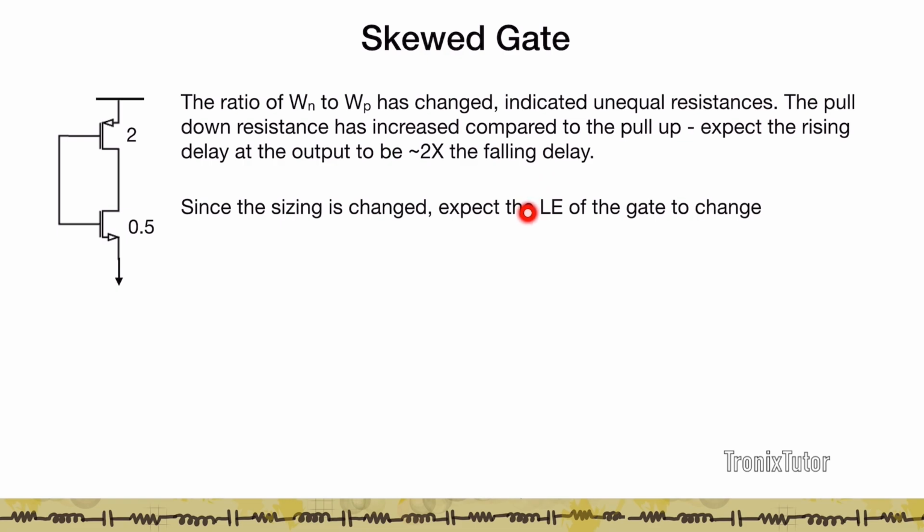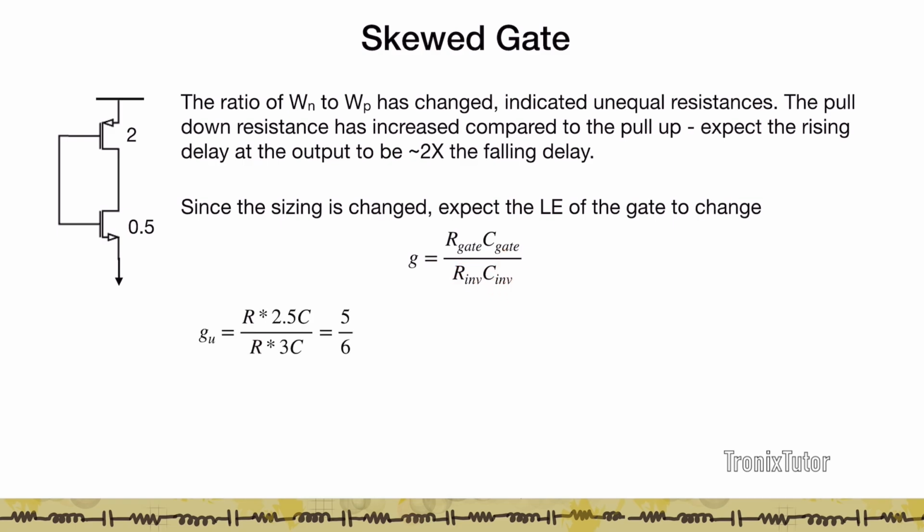And another peculiarity is we expect the logical effort to be different for the pull-up transition and for the pull-down transition. Recalling the logical effort of a gate, it is given by the ratio of the pull-up or pull-down resistance of the gate times the input capacitance of the gate, divided by the pull-up or pull-down resistance of an inverter times the input capacitance of the inverter.